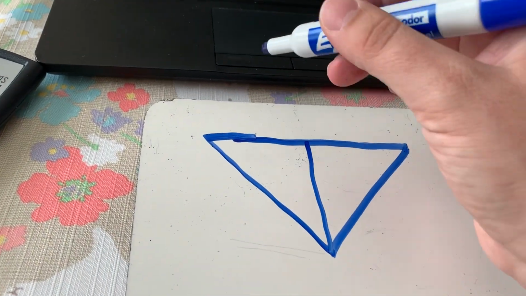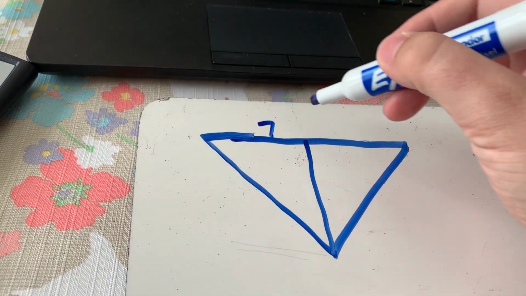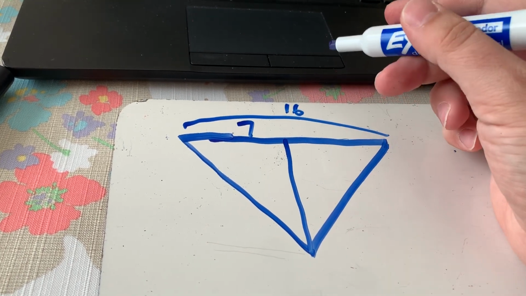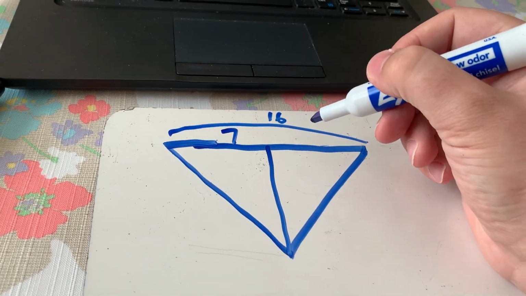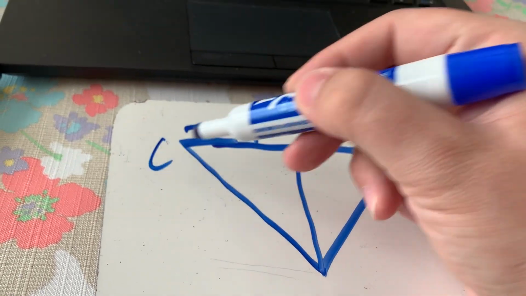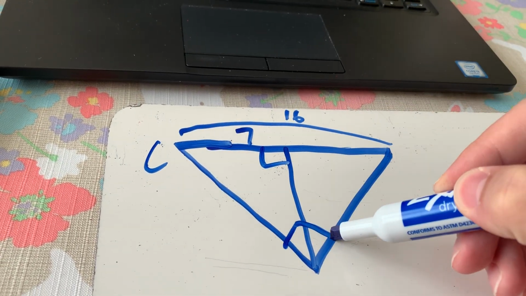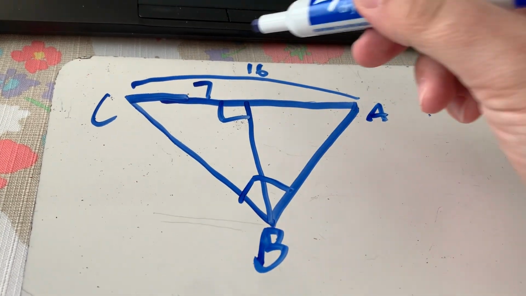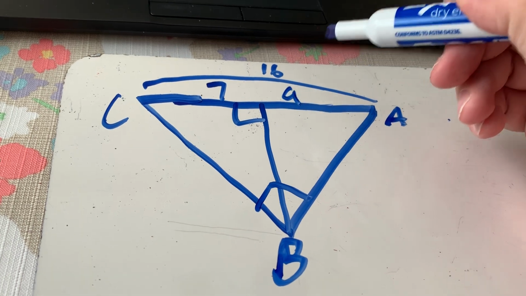All right, mine looks closer to isosceles, but I promise it doesn't matter what it looks like. I told you that sometimes, or a lot of times, if you're given numbers, you can't trust what the diagram looks like. You just got to go by the numbers, okay? So C, B, A. All right, again, this is 7, this is 16. I know that's got to be 9.